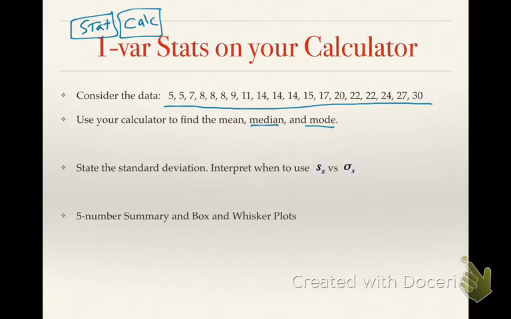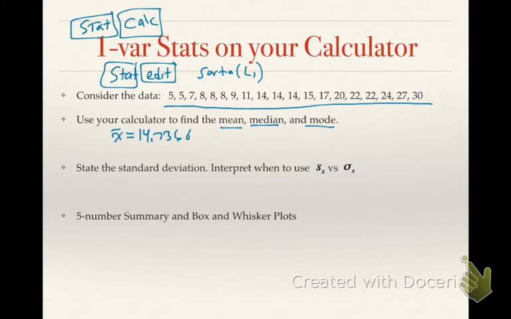So if you go to stat edit, and go to sort A, which stands for sort ascending, you just have to choose which list you want to sort, hit enter, and it says done, and then you have a sorted list of data. Make sure you only do that if you're dealing with one column, because if you have two columns, if you sort one list, it may not adjust the other list as well. But to find the mean, you just look at the calculator value. If you look at the one var stats for this, you see the mean is 14.73684211.